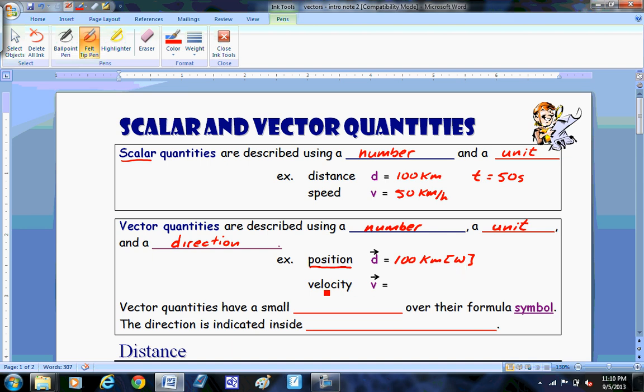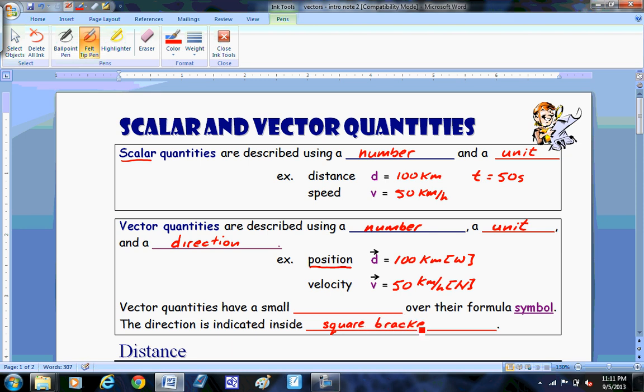I could also have something called velocity. Velocity is like speed. The only difference is velocity has direction associated with it. So I could have a velocity of 50 kilometers an hour, and maybe this time we might be going north. So again, we're using square brackets, using N to indicate north. So direction, as I said, for vectors is indicated inside square brackets.